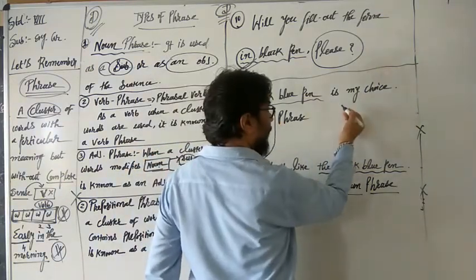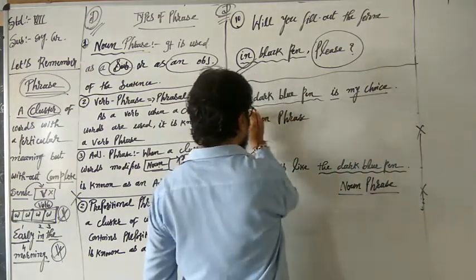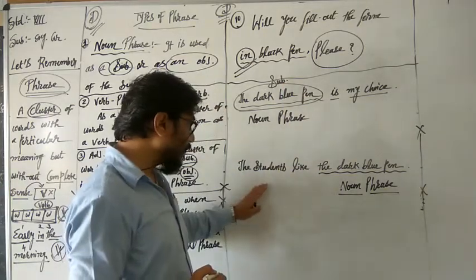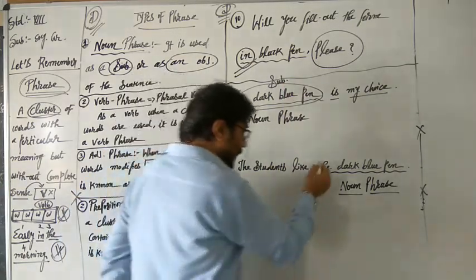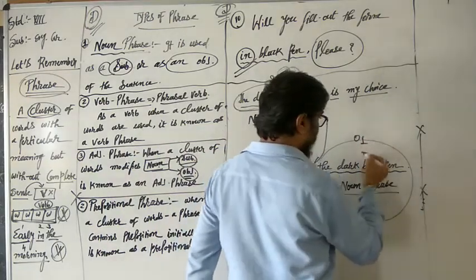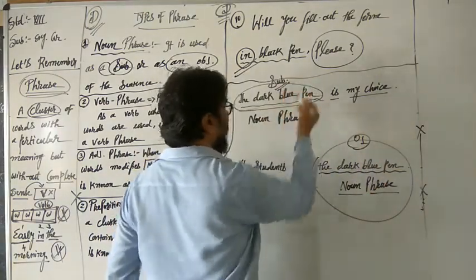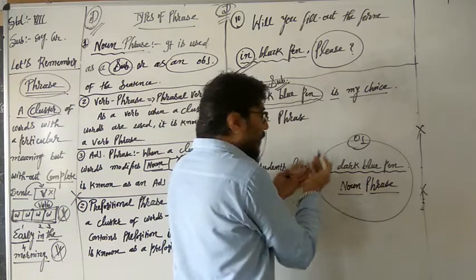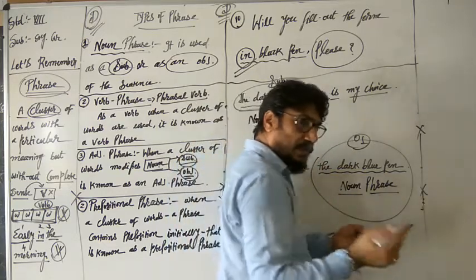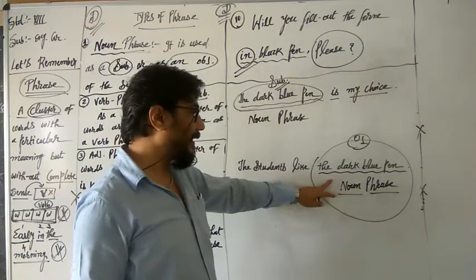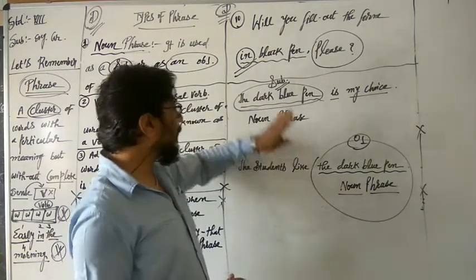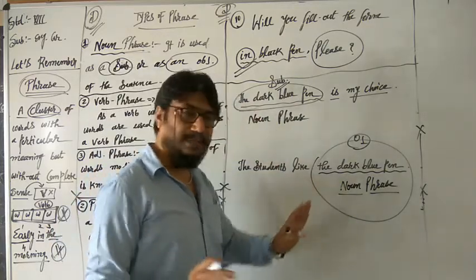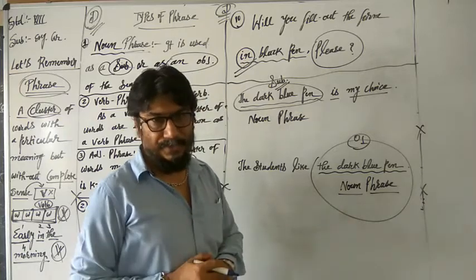Blank is my choice. What is this? It is used in the place of subject. Students like, what do students like? This is over. This is the object. This is subject, at the place of subject. This is at the place of object. In both places I have used the same phrase, but here it is in the place of object, here it is in the place of subject. Whatsoever it is, both the sentences are the best examples of a noun phrase.